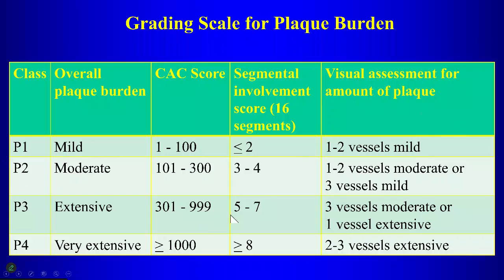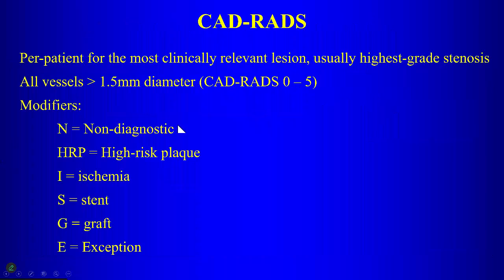Again, you don't have to memorize this, but you should know that assessment of plaque is part of the scoring system. Okay? So per patient, the most clinically relevant lesion, the highest grade stenosis, determines the ultimate score that you're going to be giving. We evaluate all vessels greater than 1.5 millimeters in diameter. Then your overall score will be something between a 0 and a 5.